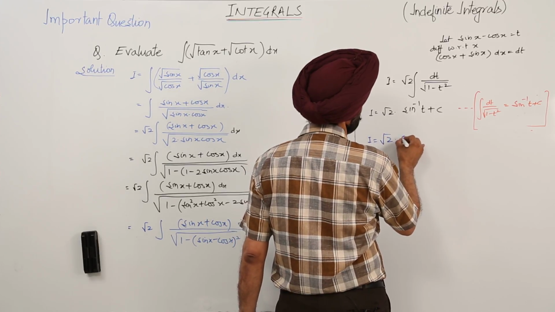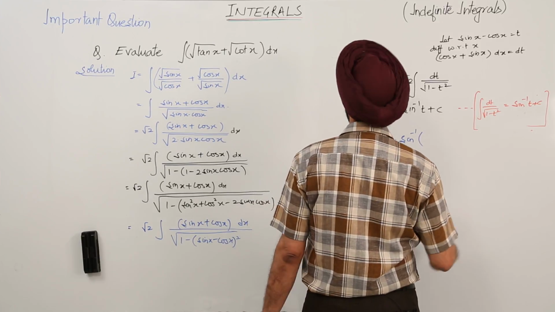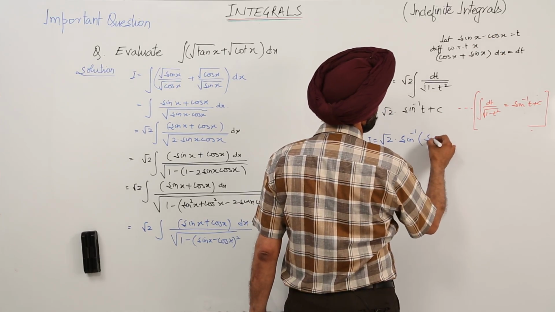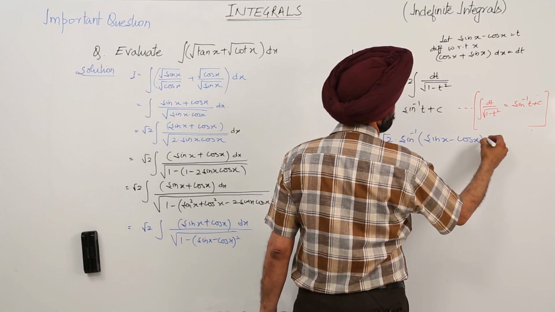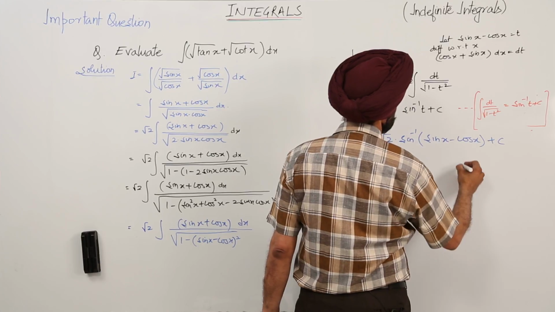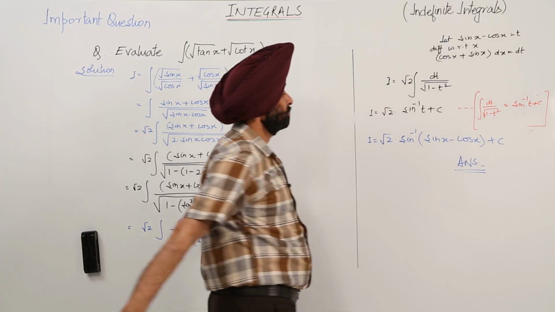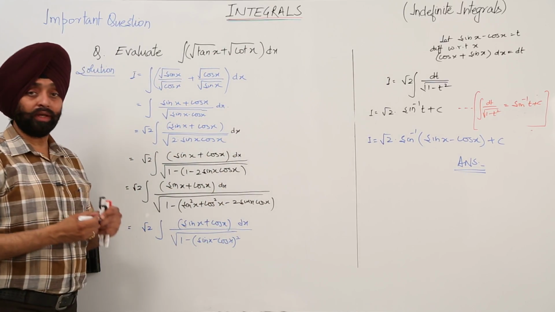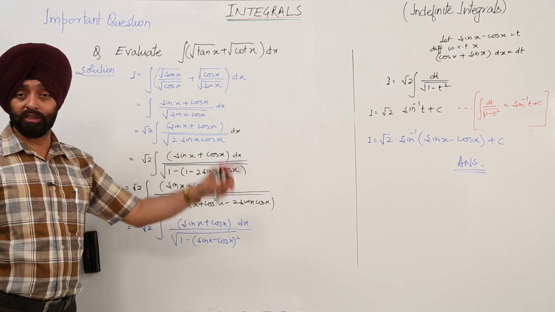So finally we are getting root 2 sine inverse, where t is sin x minus cos x, plus c, and this is the answer. Okay, so this is a very important question, be careful to solve it, and this is the easiest way to solve it.